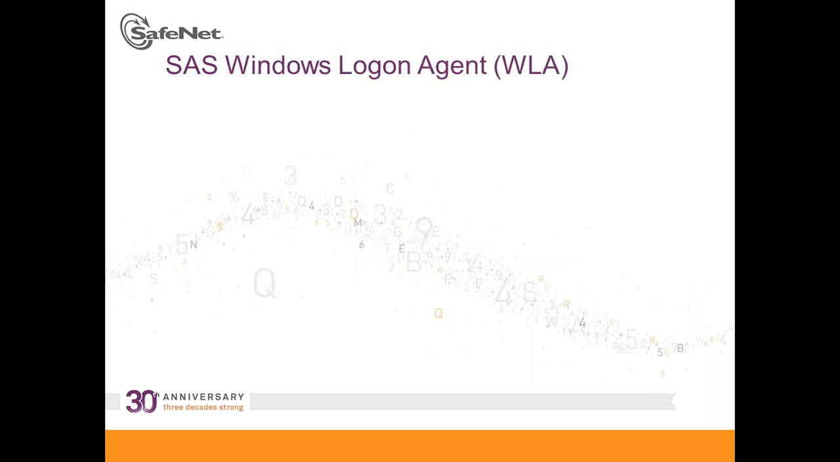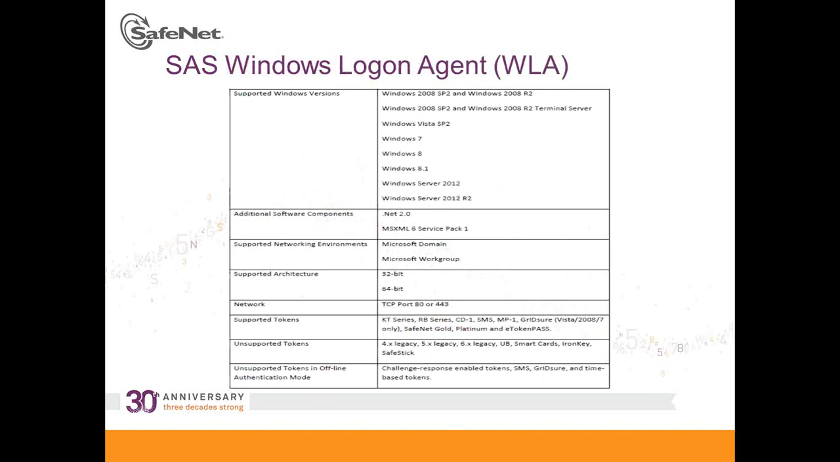So the next thing we're going to be talking about is the Windows Logon Agent. The Windows Logon Agent supports 2008 SP2, 2008 terminal servers, Vista, Windows 7, Windows 8, Windows 8.1, Windows Server 2012, and Windows Server 2012 R2. It does require .NET. It does support Microsoft domains and workgroups. We provide 32 and 64-bit binaries for installation. These communicate, because they're agents, on port 80 or 443. With cloud, it's always 443.